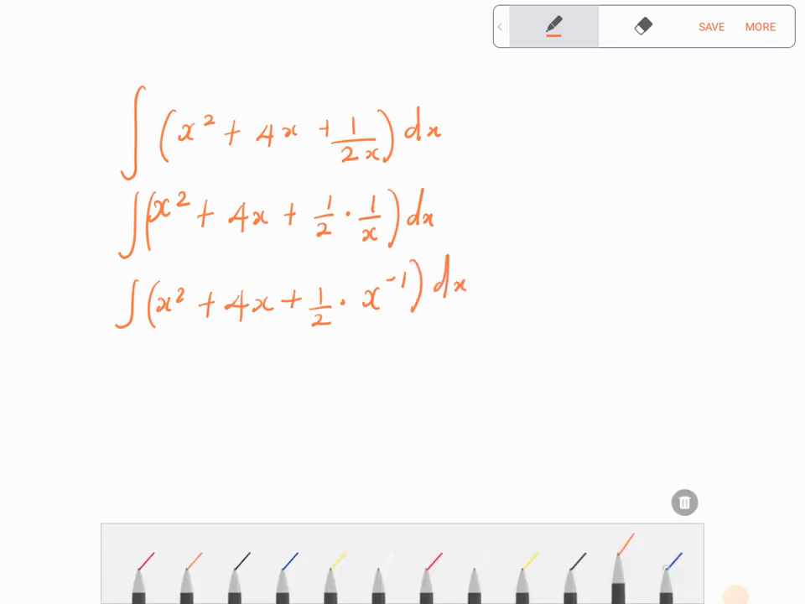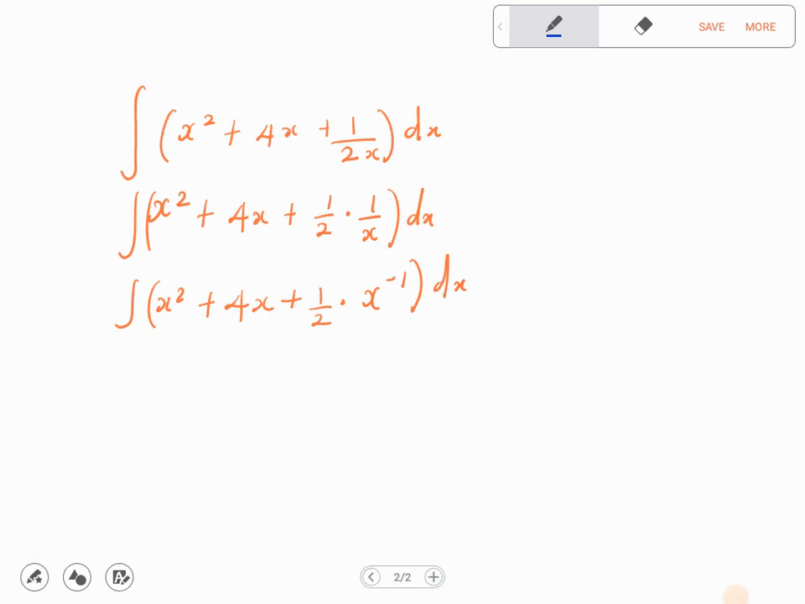Then from here, we can follow and now integrate. Integrate, you increase the power by 1, then you divide by the new power. Let me put a 2 here, a 2 there, so a 2 there, giving us negative 2 here. Good.